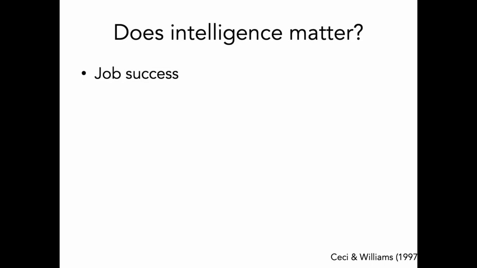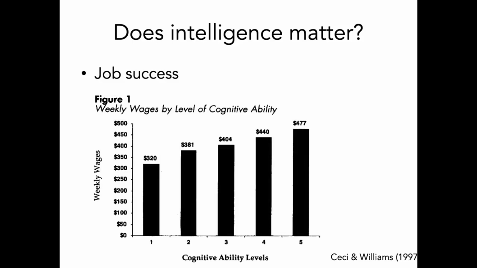G also predicts job success. It's been studied for such a long time that we actually have data across entire lifespans of people, and that can help you do a lot of interesting comparisons. Here is a typology of separating people into different cognitive ability levels and then seeing just how much money they earn per week.